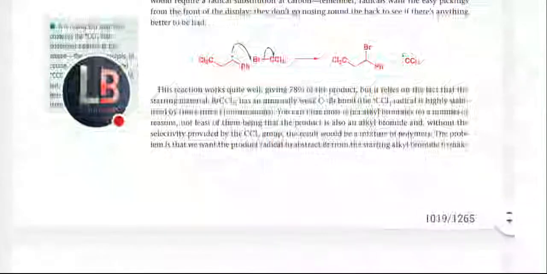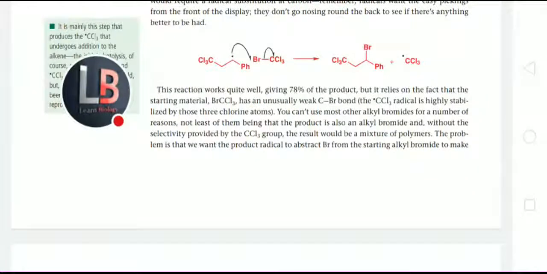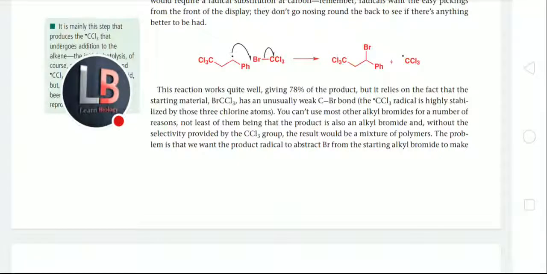The reaction worked quite well, giving 78% of the product, but it relies on the fact that the starting material BrCCl3 has an unusually weak C-Br bond. The CCl3 free radical is highly stabilized by those three chlorine atoms. You cannot use most other alkyl bromides for a number of reasons, not least of them being that the product is also an alkyl bromide, and without the selectivity provided by the CCl3 group, the result would be a mixture of polymers.